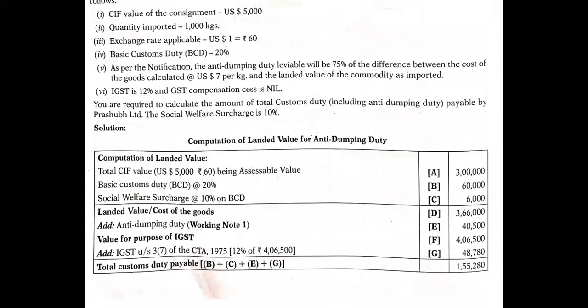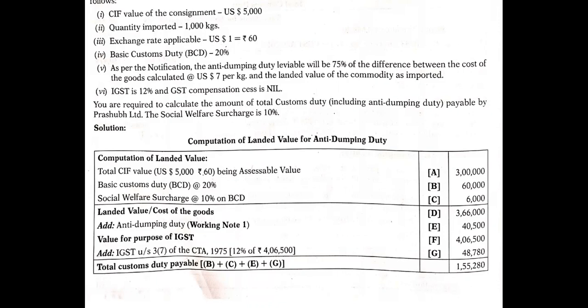First of all, we need to do the computation of landed value. For that, total CIF is 5,000 US dollars. One US dollar in Indian rupees is 60, so the assessable value is 5,000 into 60, that is 3 lakh. Now basic custom duty, he has told us, is 20%. On 3 lakh at 20%, we get 60,000 rupees. So that we will write.